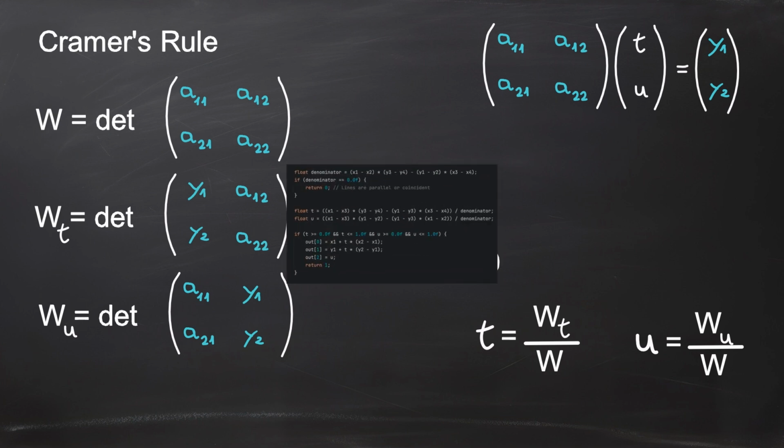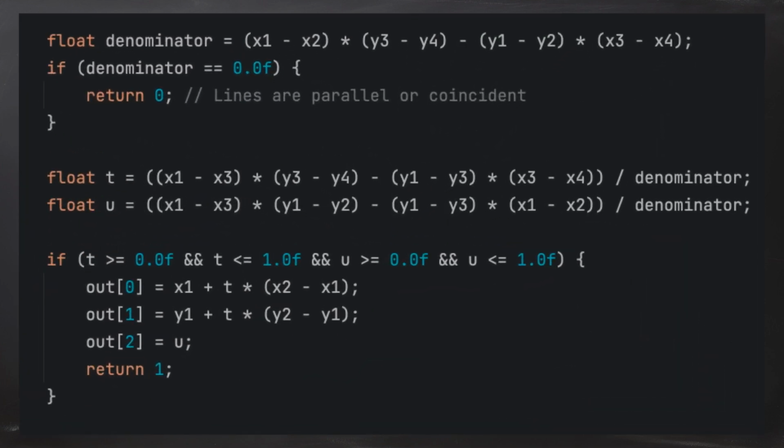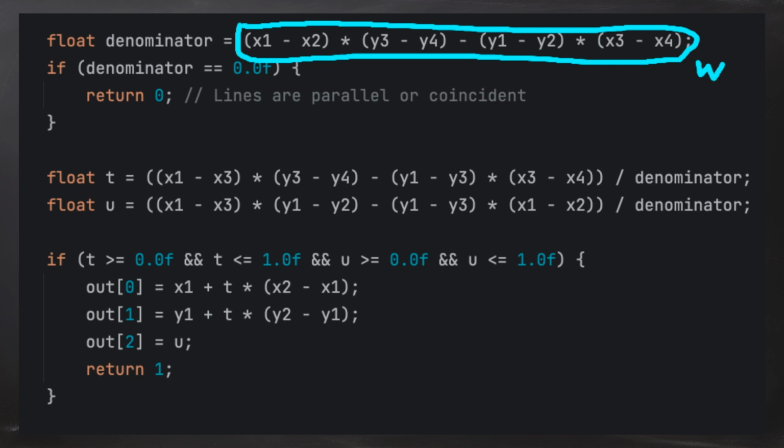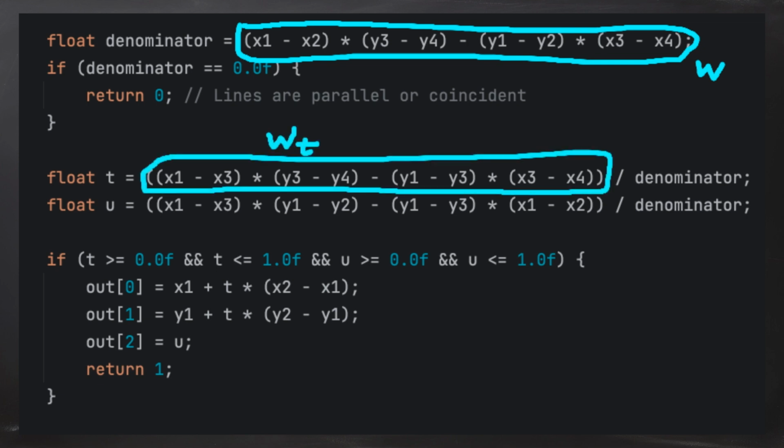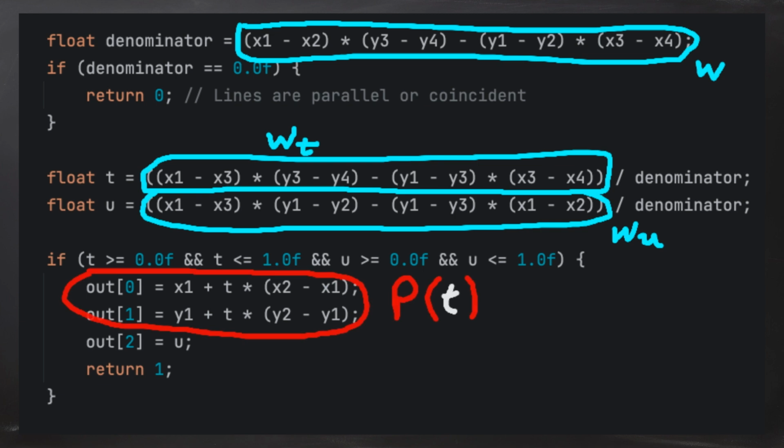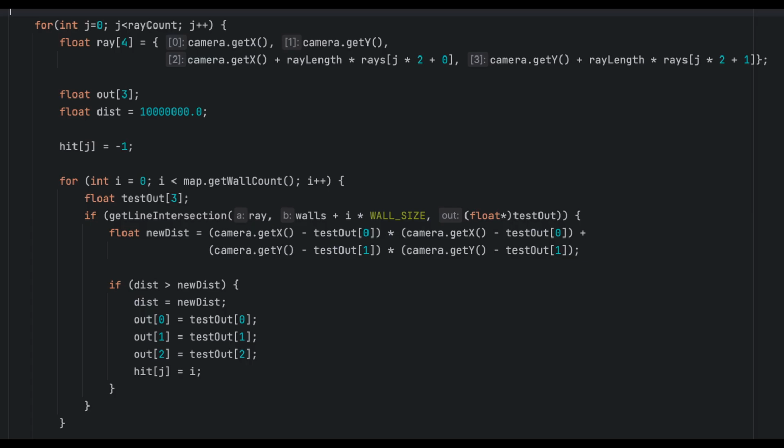And this is our code. This is our W value. This is our WT value. This is WU. Finally, we are using linear interpolation to find the intersection point based on the T parameter. This is how we use this function to find the nearest wall hit by a ray. This is the code in action. Green color marks walls hit by rays.